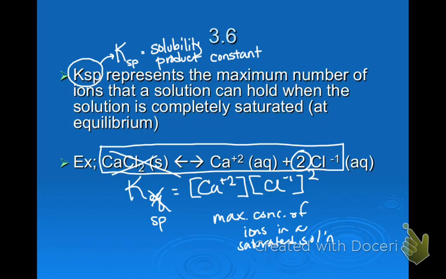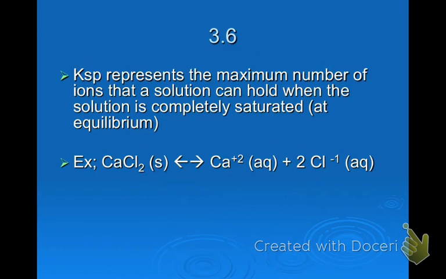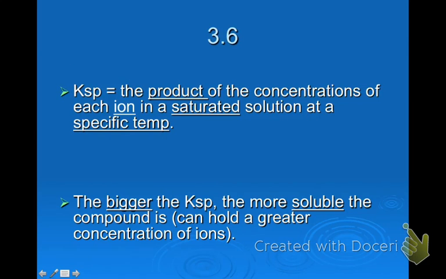Therefore, the bigger the KSP, the more soluble the compound is. So a bigger KSP means that solution can hold a greater concentration of ions. The more concentration of ions you have means the more it's dissociated, which means the more soluble it is.